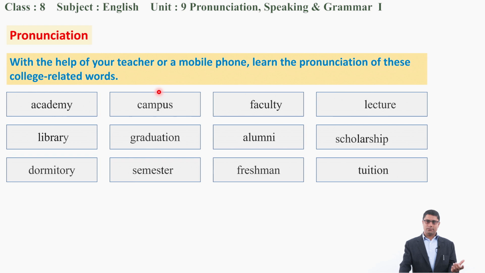Try it. Pronounce it. Okay, now check. Tuition. Listen again. Tuition. Okay, very good. You did well, dear students. I hope now you can pronounce these words correctly. Very good. Now let's move on to the next activity. Can you guess what might be the next activity?